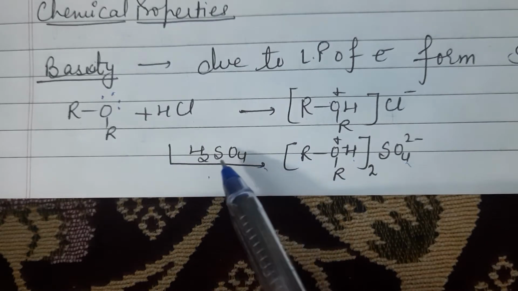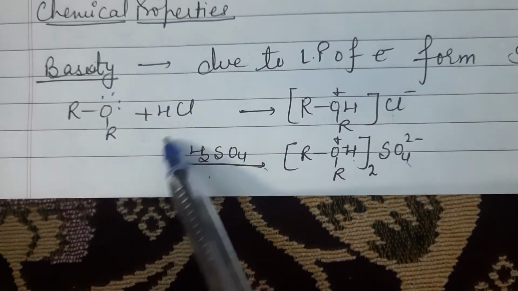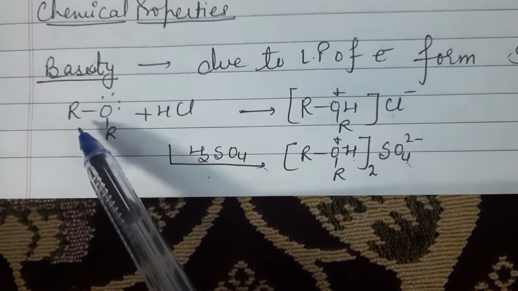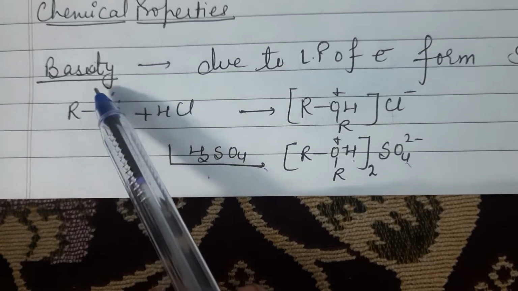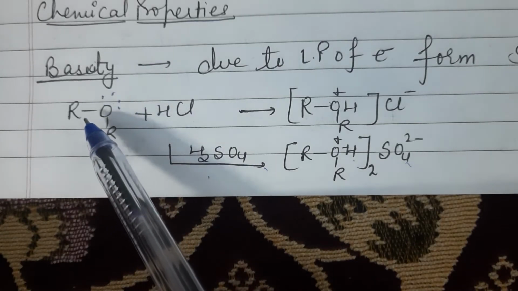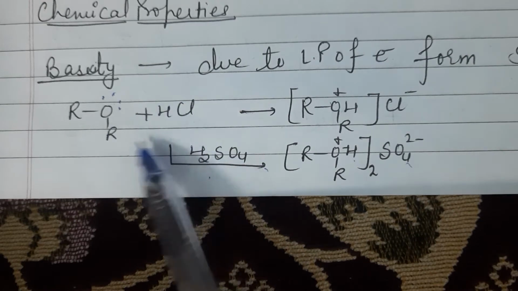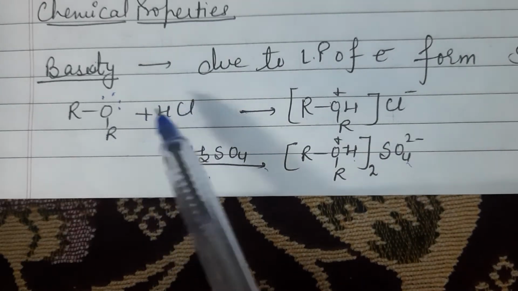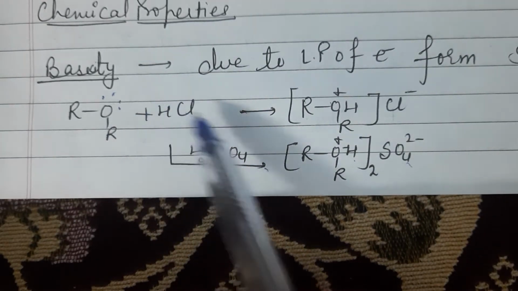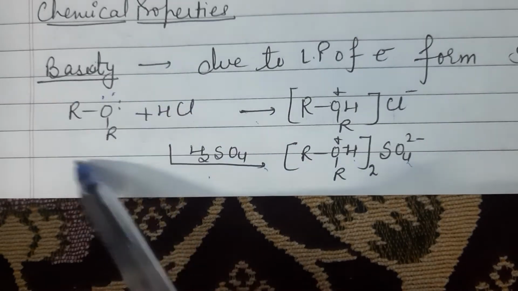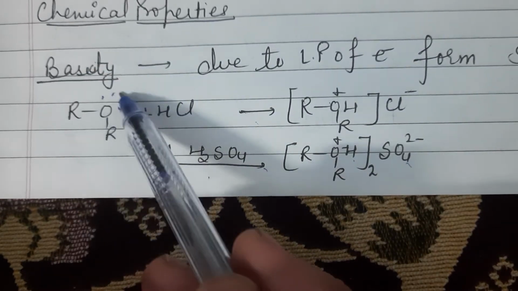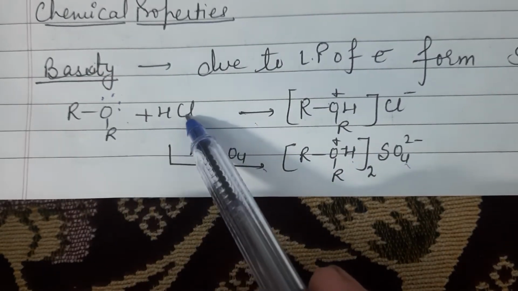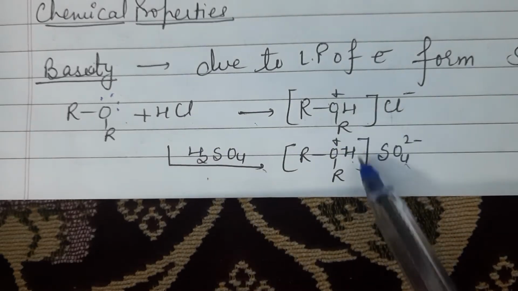So this is due to the presence of lone pair of electrons. This is the chemical property of ether. Due to the presence of lone pair of electrons, it forms a complex on reaction with acids. So due to the presence of lone pair of electrons, ether acts as a base and it takes acid and forms salt. These are the salts.